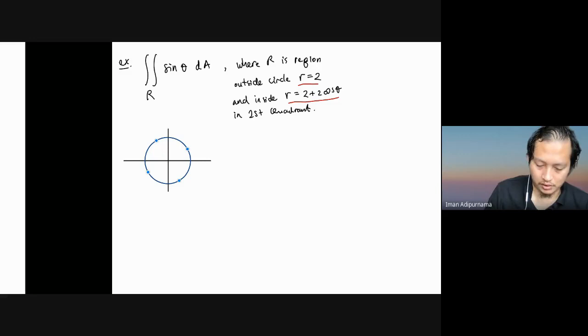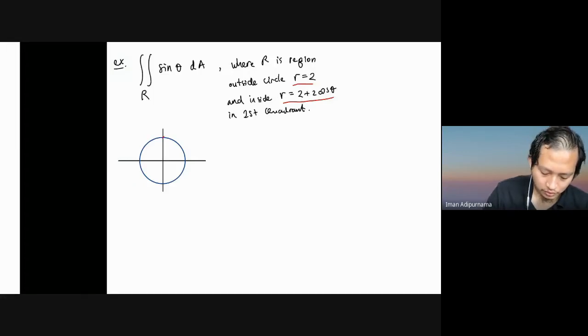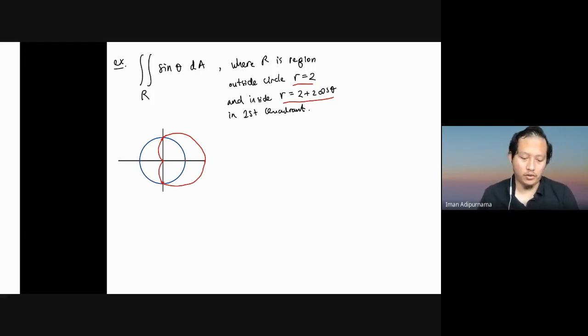That will be the circle. And then, because it's 2 plus 2, this should be 2, so it should intersect here, right? And then you have, this is 2, so this should be 4 here. Okay. Yeah, more or less, and that's the cardioid.